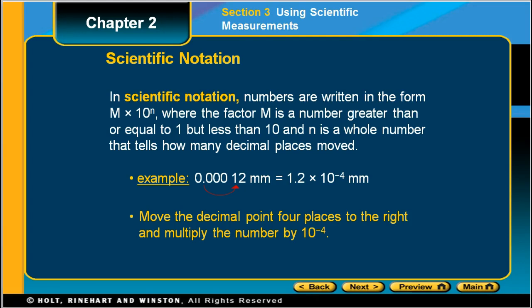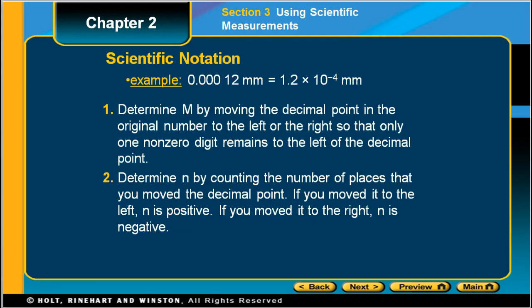And we'd count how many places we'd move. So we move from the first place here to the next, to the next, to the next, to the next. So that's 4 bumps. So 1, 2, 3, 4. And because we're moving from a number less than 1, it would be a negative exponent. We're moving to the right. So it's to the negative 4. So the answer for that value in scientific notation is 1.2 times 10 to the negative 4th millimeters.